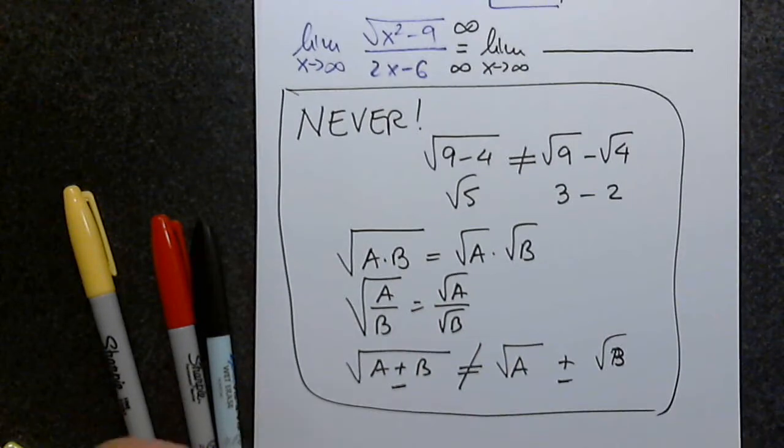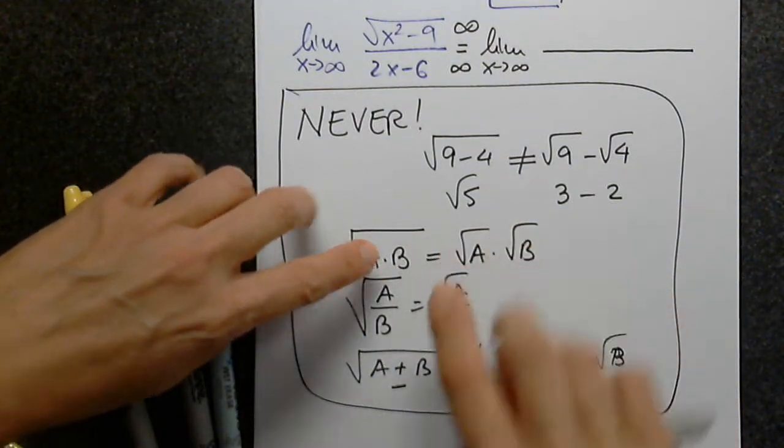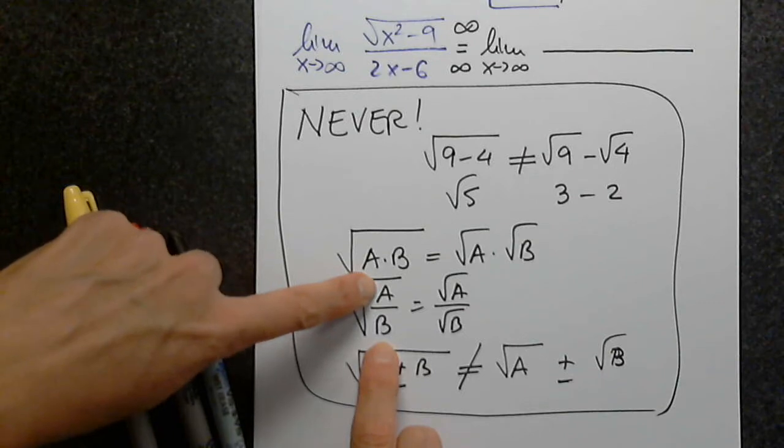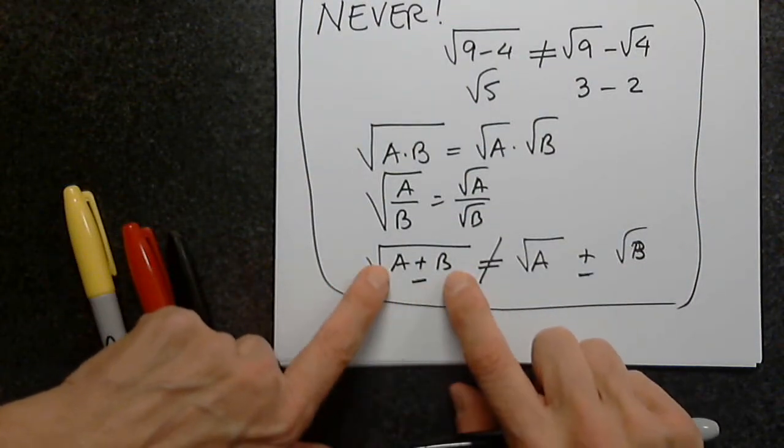So please remember this. We can never split a radical if the radicand, or the quantity under the radical, is a sum of terms or a difference of terms. If the radicand is a product of factors, yes. If the radicand is a ratio of factors, yes. But if it is a sum or difference of terms, no.